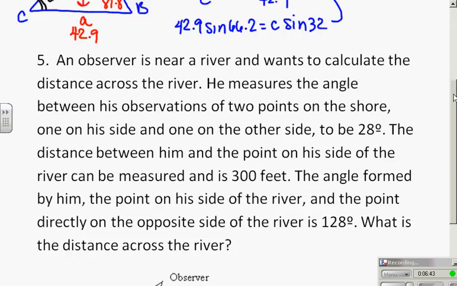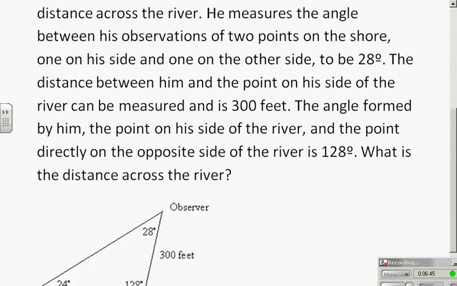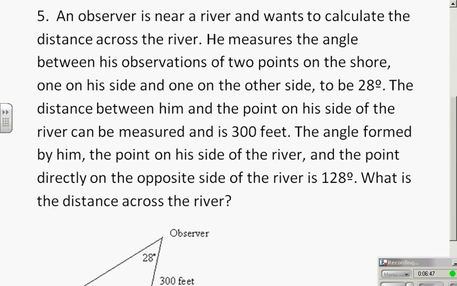Now, what fun would it be without a word problem or two? An observer is near a river and wants to calculate the distance across the river. He measures the angle between his observations of 2 points on the shore, one on his side and one on the other side, to be 28 degrees.